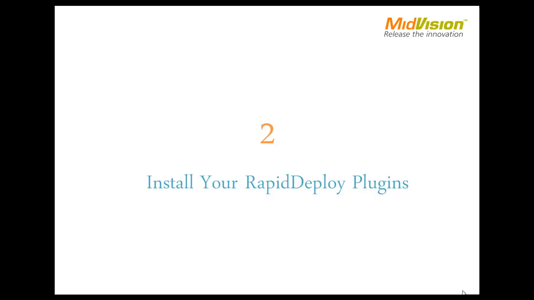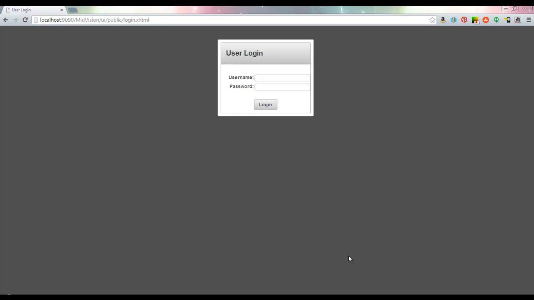Congratulations! We are assuming you have completed step 1 of the how-to guides for RapidDeploy Community Edition and have installed and started RapidDeploy. You are now viewing our login page now that you have successfully installed Community Edition. These actions are covered in a separate how-to guide. In this how-to guide, we focus on installing plugins for use with RapidDeploy.